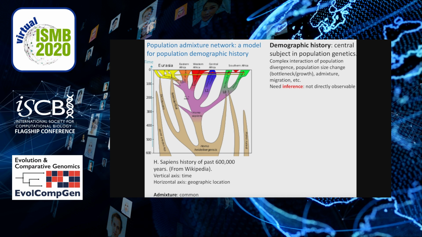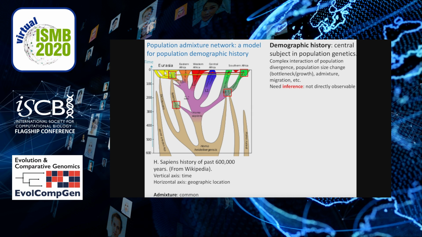Let's see the demographic history for humans in the past 600,000 years. This is from Wikipedia, and the y-axis here is time. The horizontal axis is geographic location, say Eurasia and different parts of Africa. From this figure, we can see that admixture, the forming of a new population from two or more source populations, is fairly common. There's some admixture in the ancient part of the history, and also more recent admixture, one involving Neanderthals and Homo sapiens, which has been reported widely in the literature.